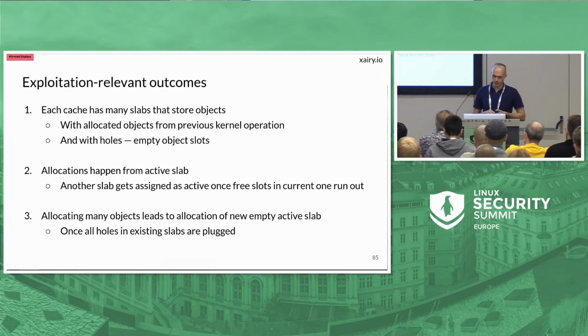And if you think about step 2, let's say we just start allocating many objects from the same cache on the same CPU. We're going to fill the active slab, we're going to fill all the per CPU partial slabs and all the per node slabs, and at some point a new slab is going to be created with all slots empty, and it's going to be assigned as the active slab. So these are the 3 takeaways that we need to know.